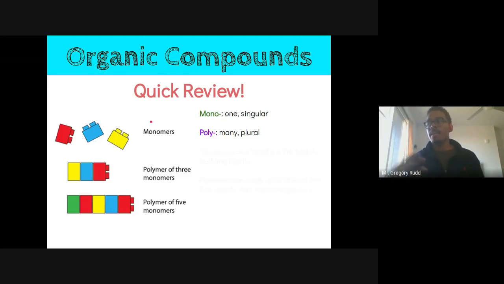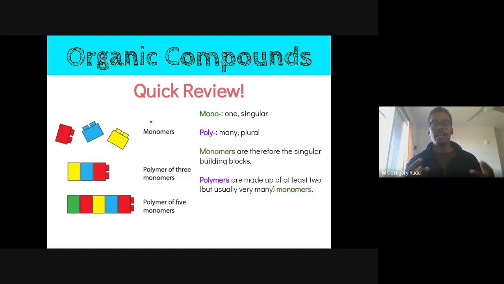A monomer is a singular building block. It's something that is not connected or attached to anything else. It exists by itself. It's just one subunit. A polymer, on the other hand, is made up of at least two of those subunits. It's made up of one monomer that's connected to another monomer. You could also have any number of monomers that make up a polymer.